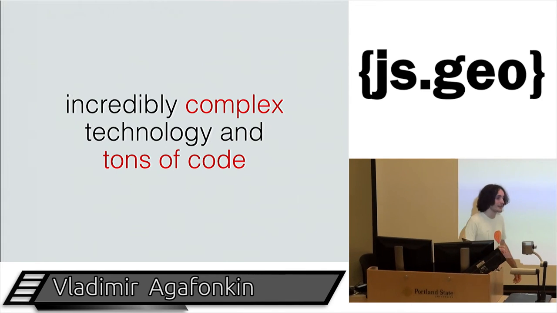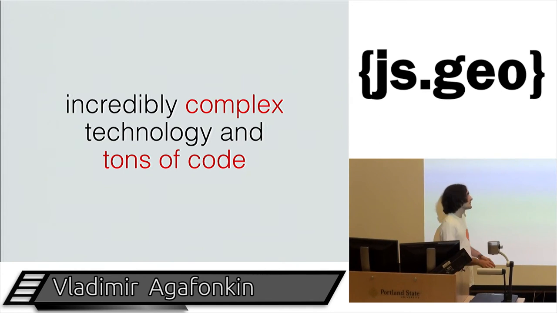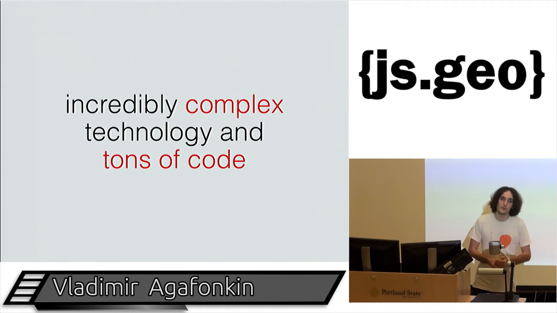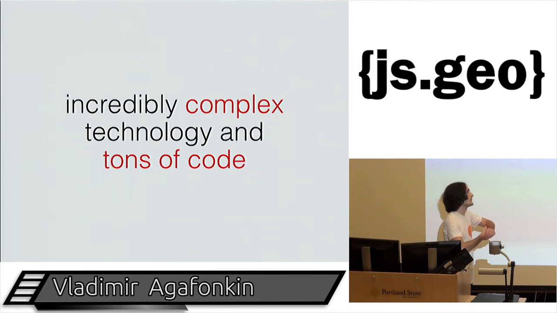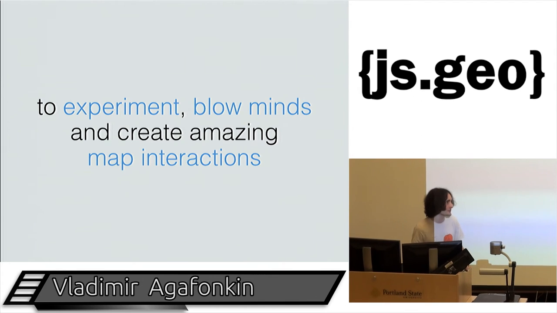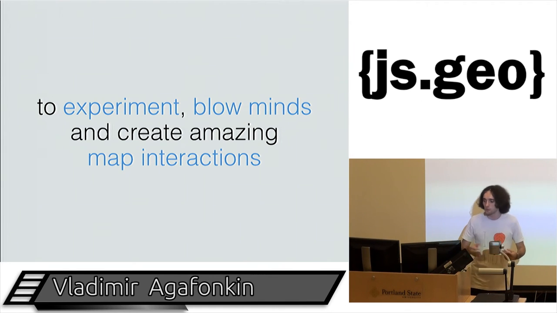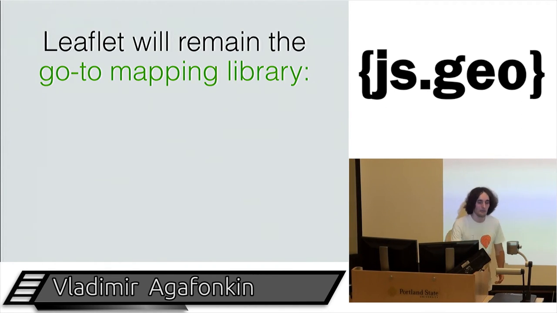And this is why. Mapbox GL JS is an incredibly complex technology. So much thought has been put into it, and so much research, both on the server side and client side. It has tons of code, tons of bits and pieces that fit together. It's really, really complex, and it really doesn't fit the Leaflet philosophy, because Leaflet, on the other hand, is the epitome of simplicity. So there will always be a place for two libraries. Mapbox GL JS is currently created to experiment, blow minds, and create amazing app interactions, but Leaflet will remain the go-to library for a long, long time.